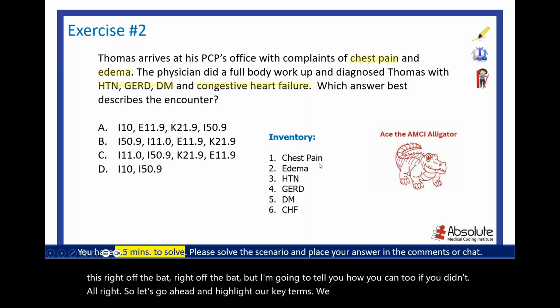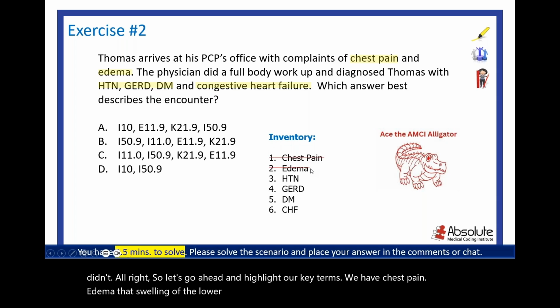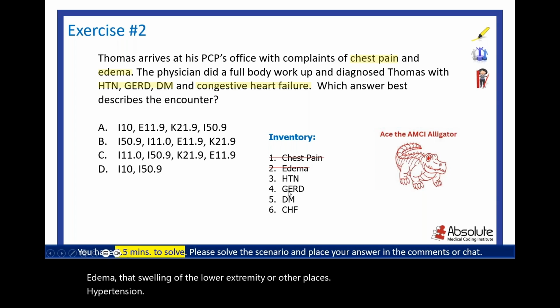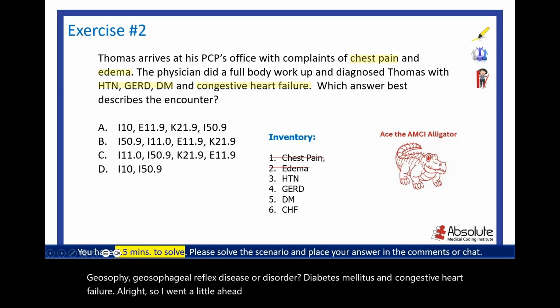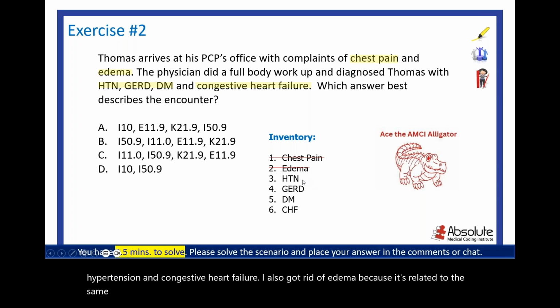We have chest pain, edema, that's swelling of the lower extremity or other places, hypertension, gastroesophageal reflux disease or disorder, diabetes mellitus, and congestive heart failure. All right, so I went a little ahead, but I eliminated the chest pain because it's related to hypertension and congestive heart failure. I also got rid of edema because it's related to the same diagnoses. And that leaves us with HTN, GERD, diabetes mellitus, and CHF.